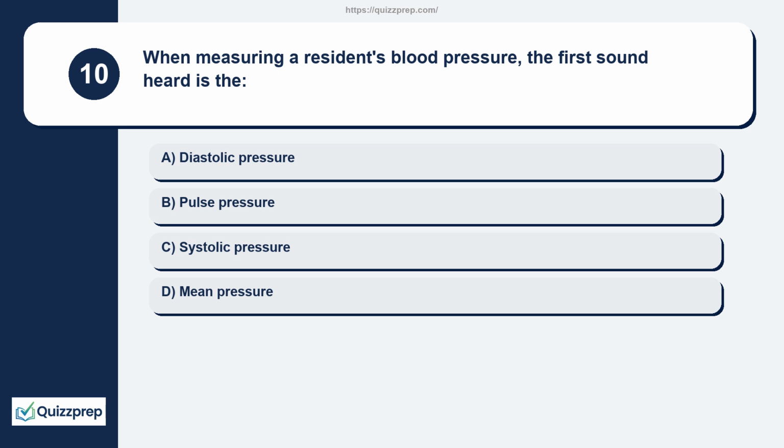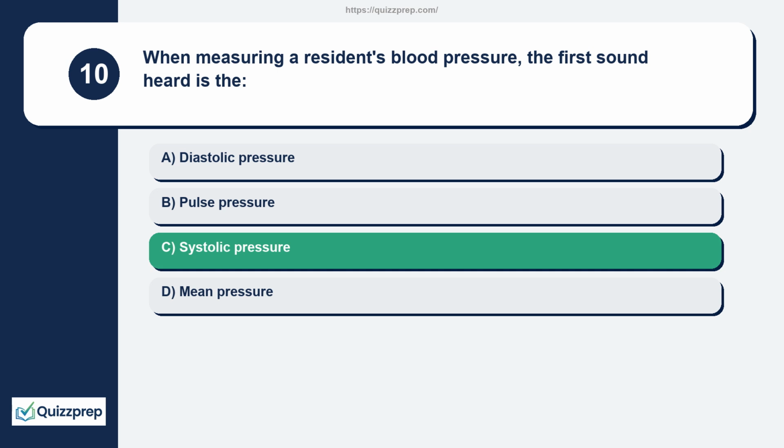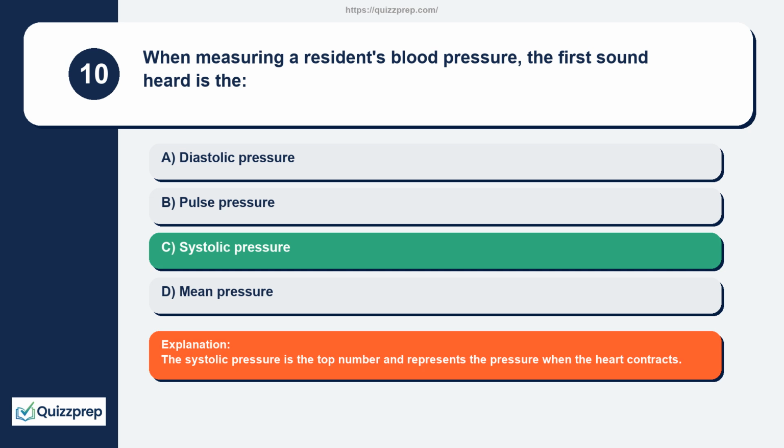Question 10. When measuring a resident's blood pressure, the first sound heard is the diastolic pressure, pulse pressure, systolic pressure, or mean pressure. The systolic pressure is the top number and represents the pressure when the heart contracts.